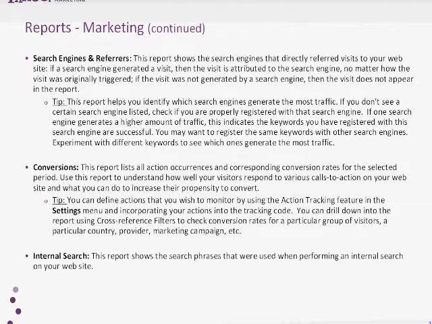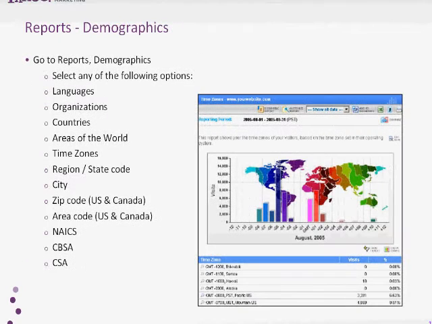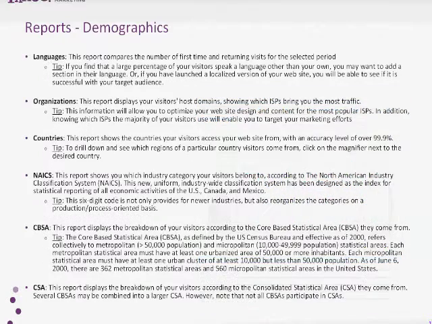There's the search engines and referrers report, and this report shows the search engines that directly referred visits to your website. There's a conversion report that lists all action occurrences and corresponding conversion rates for the selected period. The internal search report shows the search phrases that were used when performing an internal search on your website. There are various demographics reports, which range from languages, organizations, all the way down to CBSA and CSA reports.